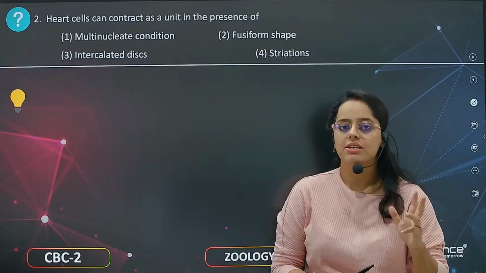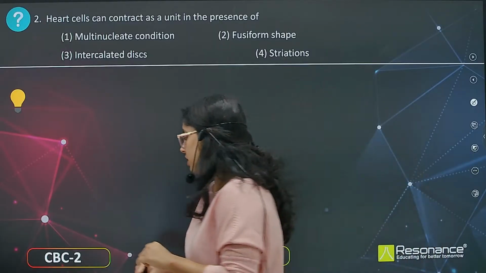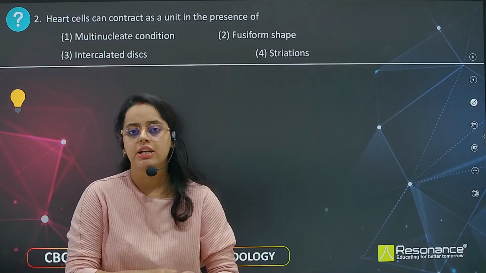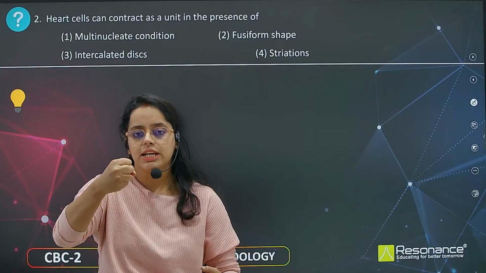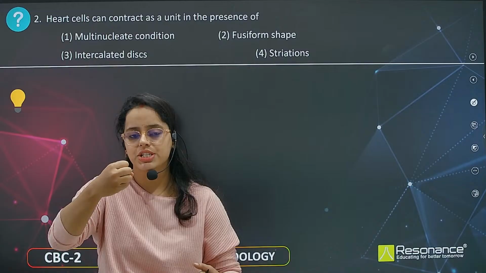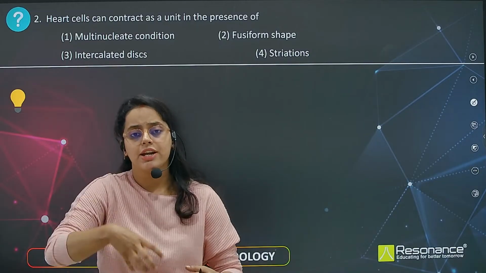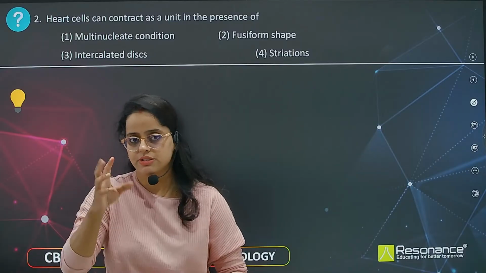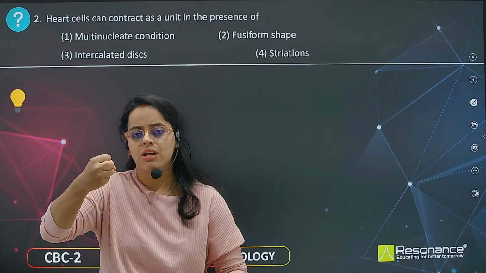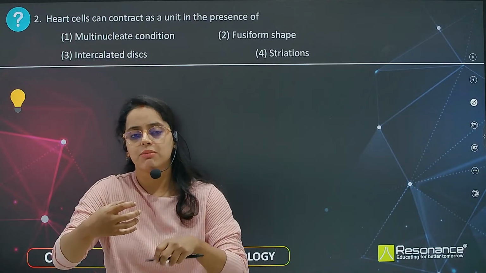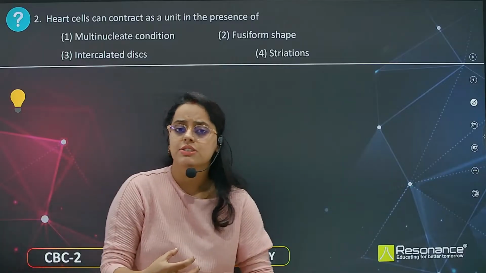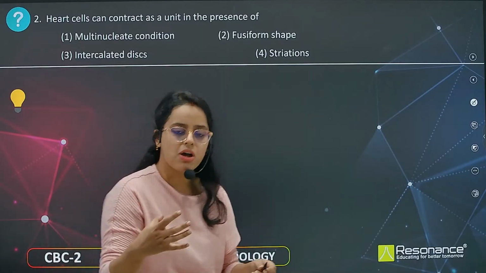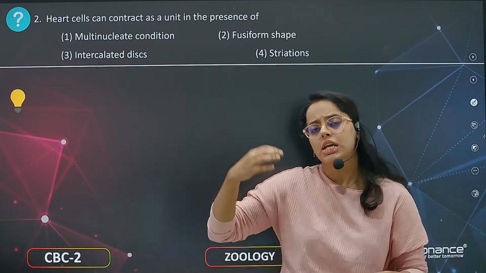So again I'm going to tell, heart cells can contract as a unit. Why do they have to contract as a unit? Because they cause pumping of the blood, right? The movement of the heart, if you have seen, it does like this: contraction and relaxation, contraction and relaxation. When it contracts, blood moves to different body parts, or blood moves to the lungs for oxygenation. This is what happens when the heart contracts. When the heart relaxes, the heart is filled with the blood that is coming from the lungs, or from the different body parts, right? This is the process that happens in the heart that we are going to learn in our coming chapters.